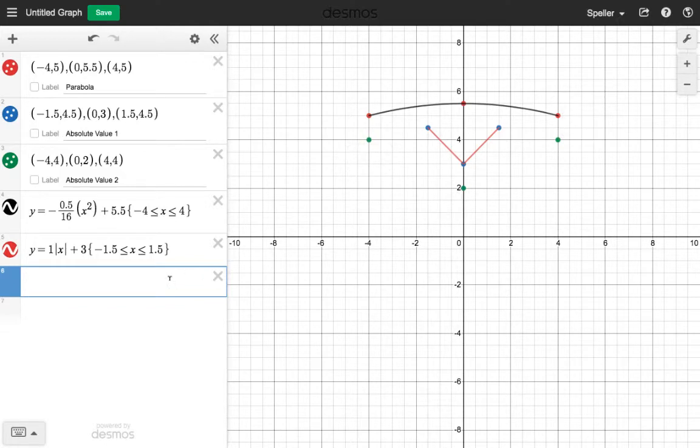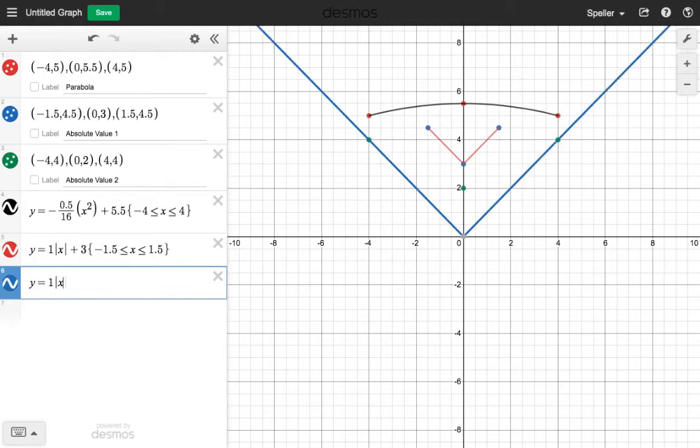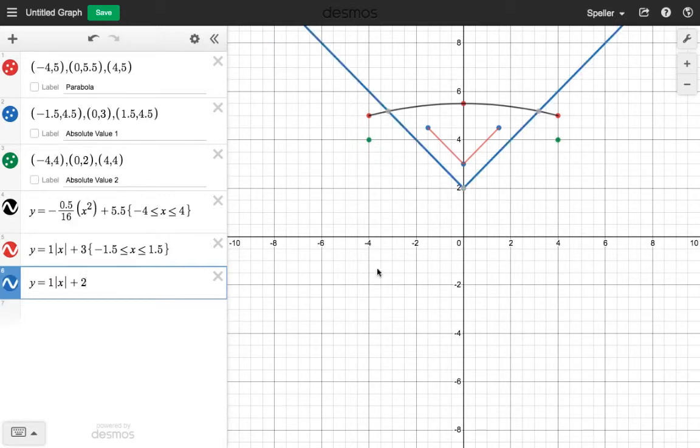So again, let's write another absolute value. So y equals, I'm going to again be explicit, 1 times the absolute value of x. And here I have the absolute value, but I want it to be shifted up so that it's on this point here. So that means I need to add 2 to shift all these points up. So I add 2 to my function here, and then it's not wide enough. So again, I need to figure out what value to change this 1 to so that the blue line here goes through the -4, 4 and the +4, 4.